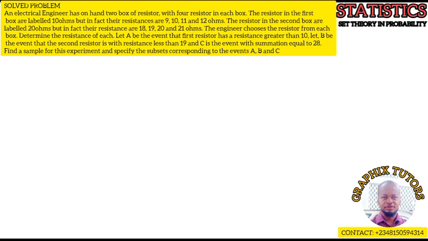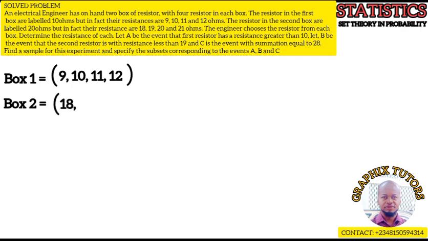For our question, the first thing is that we have two boxes of resistors. Let's call them box 1 and box 2. Box 1 has resistors with resistances of 9, 10, 11 and 12. Put them in brackets this way. Box 2 has resistors with resistances of 18, 19, 20 and 21. Right? The first thing we are told to do is to find the sample space of these two boxes.